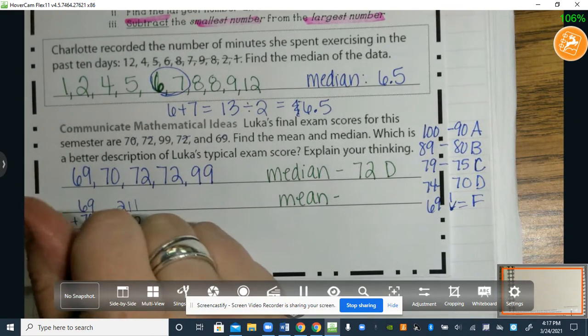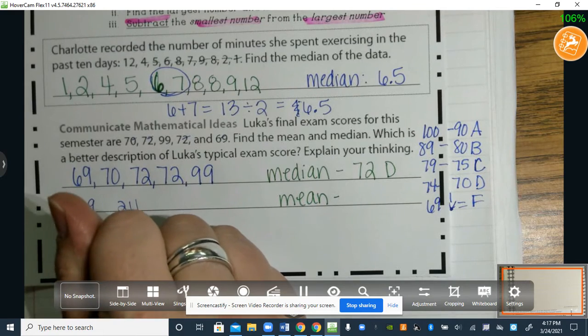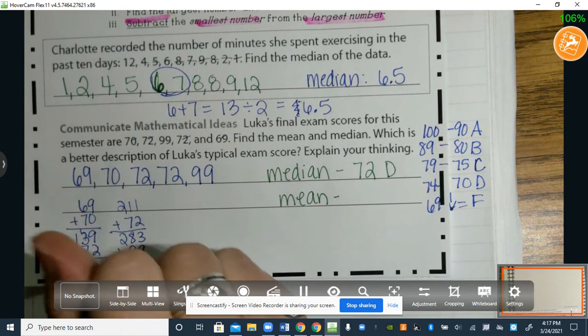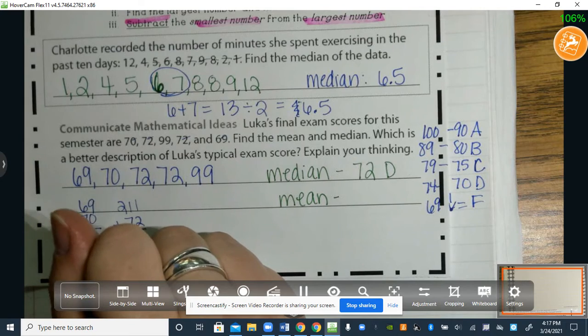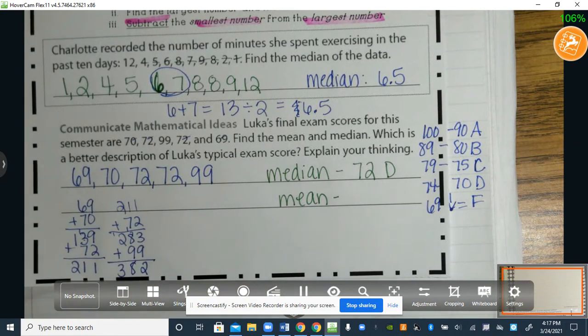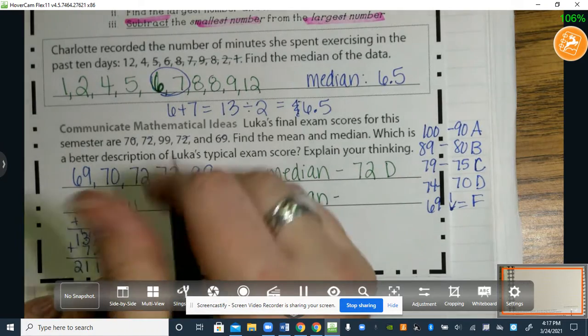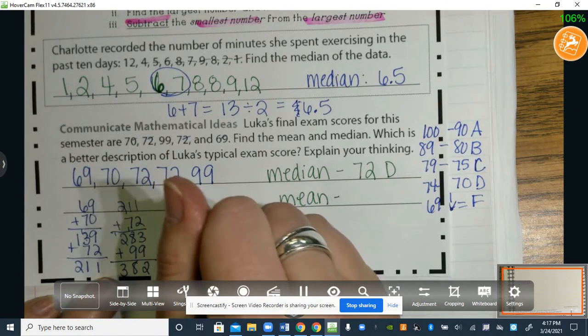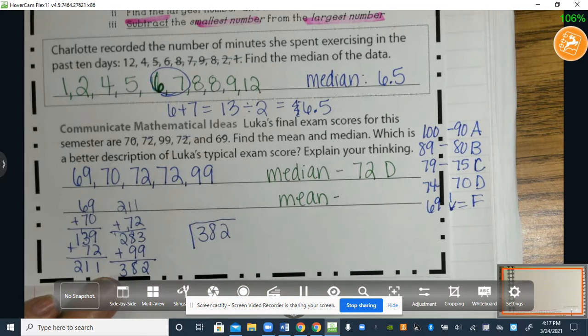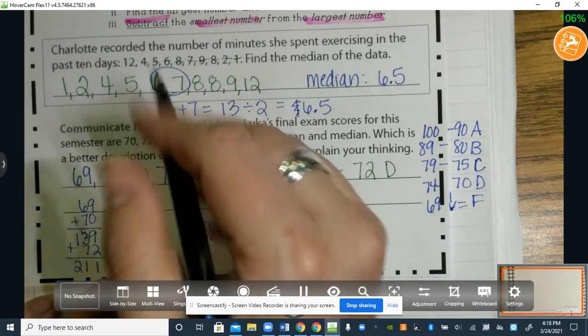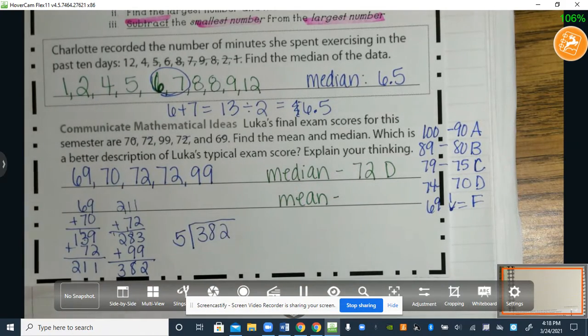And then I need to add that 99. That gives me 12, carry a 1. That gives me 18, carry 1. So I have 382. Once I get that 382, I've added them up. Now I need to divide by how many? So I need to divide by the count: 1, 2, 3, 4, 5. So I need to divide by 5.